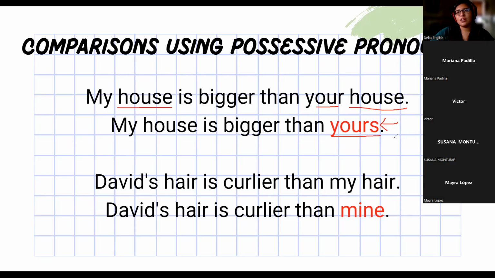Your house, yours. Tu casa, la tuya. Same thing here. David's hair is curlier than my hair. Notice how I'm repeating hair. It's not necessary for me to repeat hair. So what I'm going to do is just say, David's hair is curlier than mine. Here, my becomes mine. That's it.